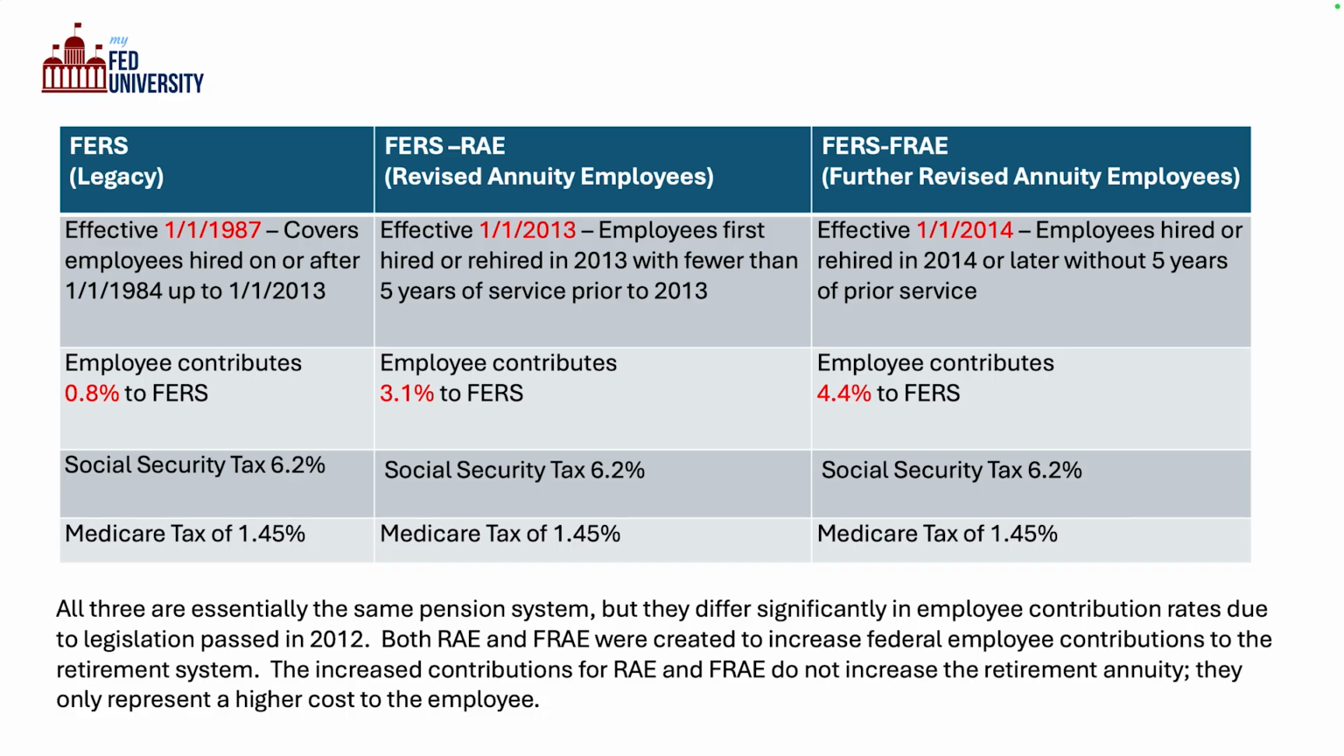So as you can see here, both the FERS-RAE and the FERS-FRAE amounts are much higher than the 0.8% paid by the pre-2013 legacy employees. These increased contributions for RAE and FRAE do not increase your retirement annuity, unfortunately. They only represent a higher cost to you, the employee. And as you can see with each of the categories, there's no difference in the amount of Social Security or Medicare tax that is withheld from your pay. That is the same 7.65% as with any other earnings.